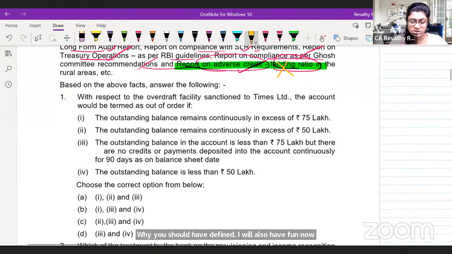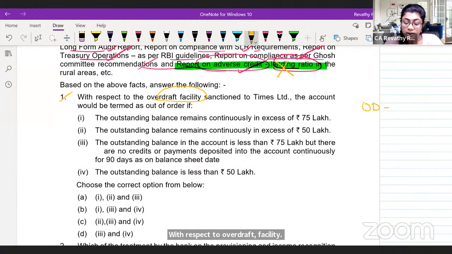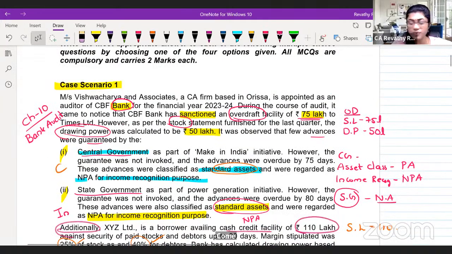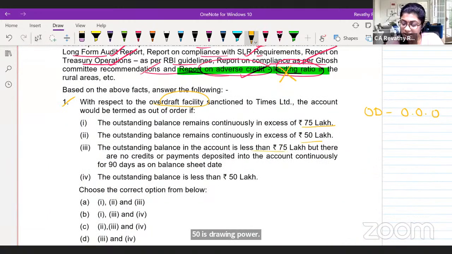1. Start. With respect to overdraft facility, the account would be termed as out of order if the balance is in excess of 75 lakh. Now, what is 75? What is 50? Come on, buddies. We wrote, no. 75 is sanctioned. 50 is drawing power. Outstanding balance is less than 75. There are no credits at all. Outstanding balance is less than 50 lakhs.